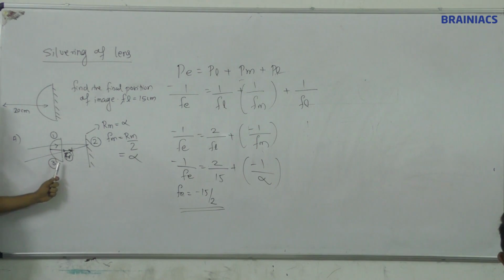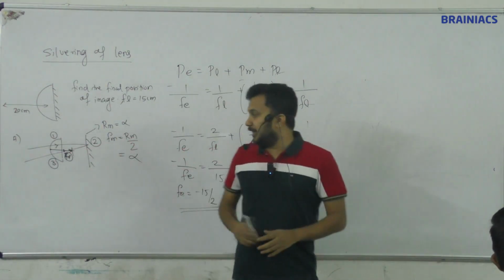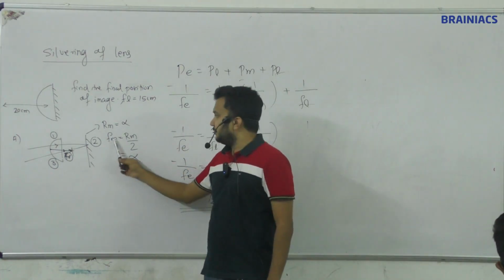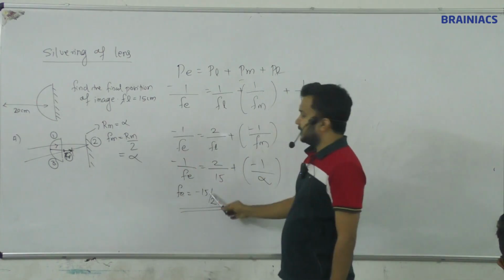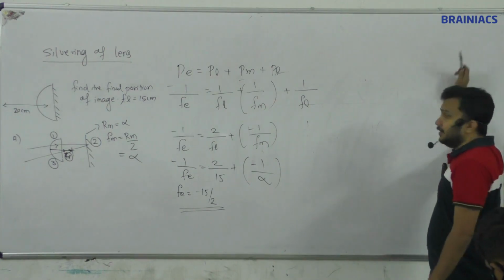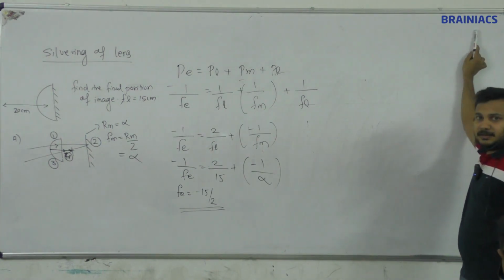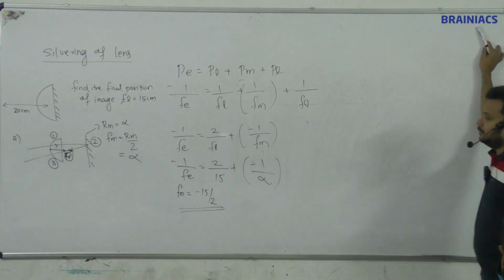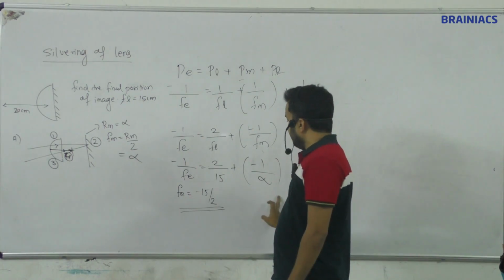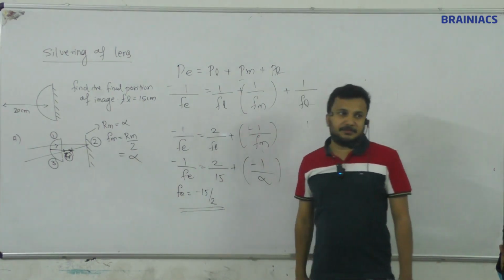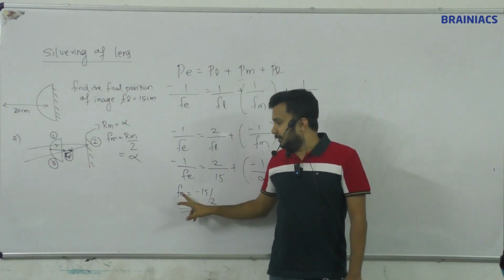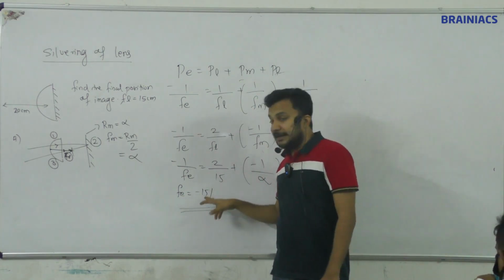A plano convex lens followed by a mirror. The mirror has a radius of curvature of infinity, so FM equals RM by 2, which is infinity. We substituted and got Fe equal to minus 15 divided by 2. Correct? So all of you got this: minus 15 divided by 2. The effective focal length is negative, so it looks like a mirror.